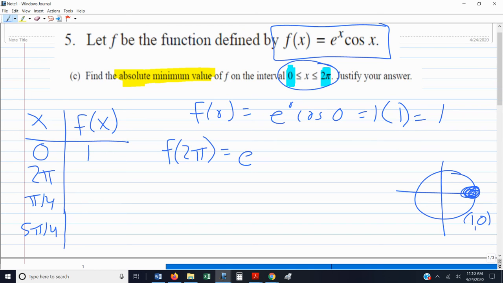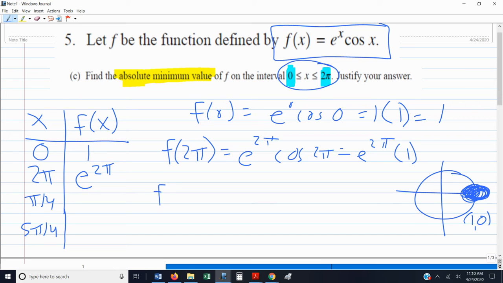Plugging in 2 pi, you have e to the 2 pi, cosine of 2 pi. E to the 2 pi, I just have to leave because I don't have a calculator. 2 pi is here on the unit circle. It's a full revolution around. What is the cosine there? It is 1. So e to the 2 pi would be the output there.